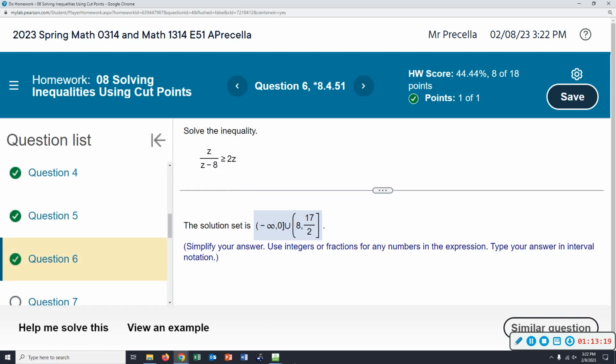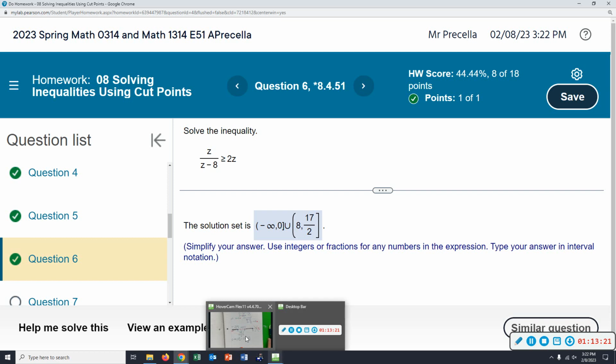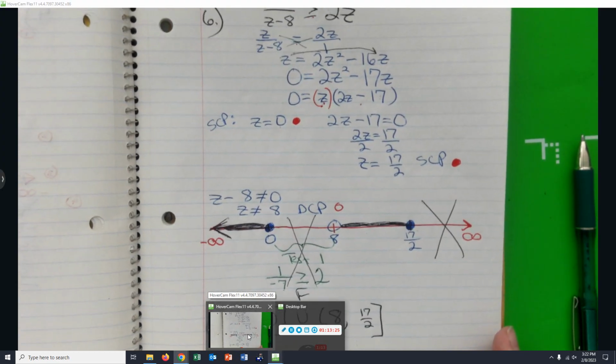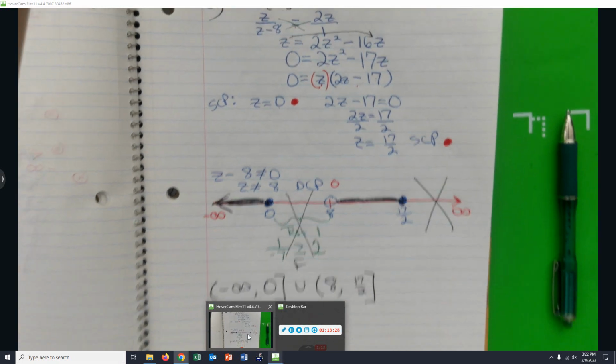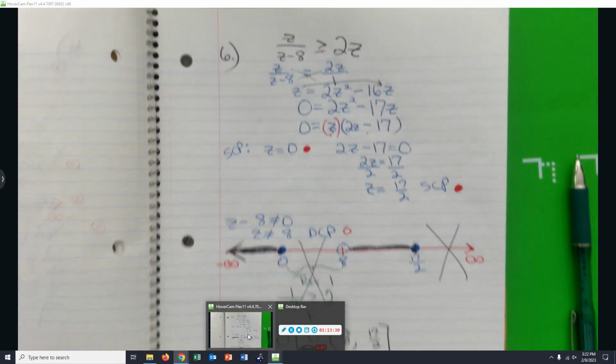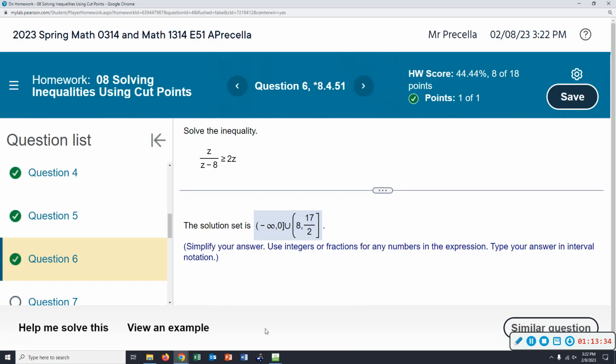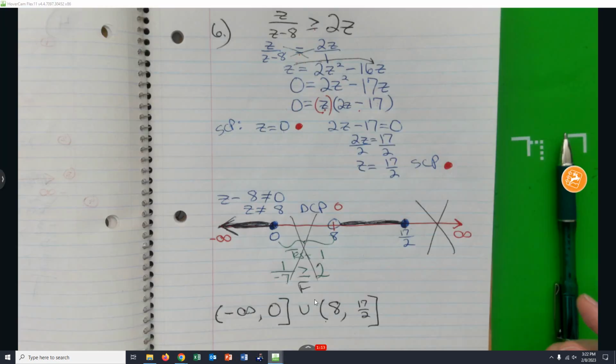Any questions on this one? This is a doozy. If you can do this one, you can handle the rest of them. I need to pull that up some more. It all fits there. Any questions?